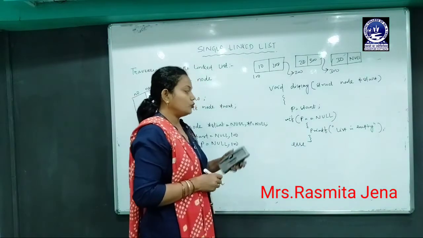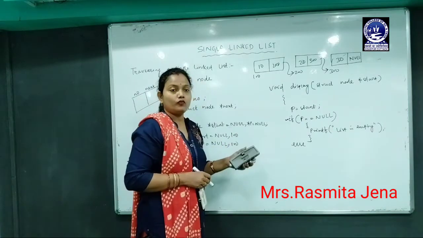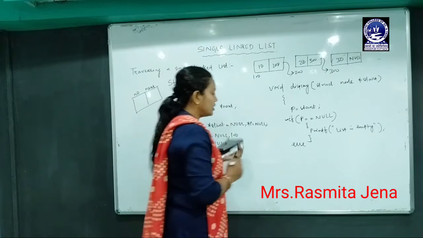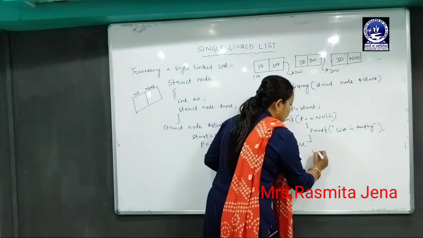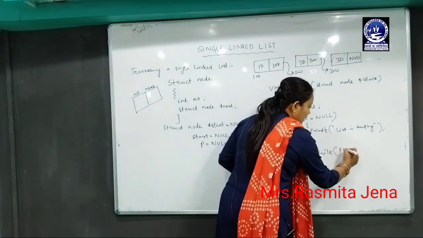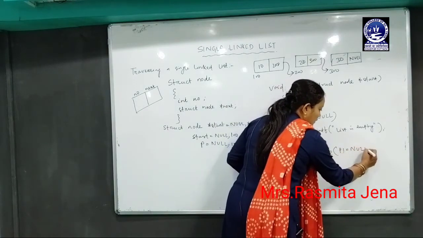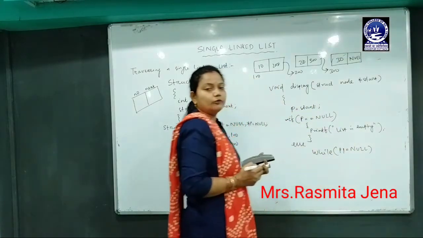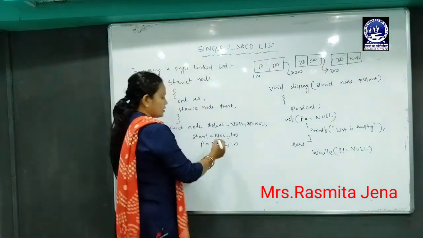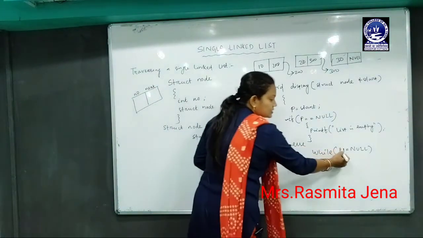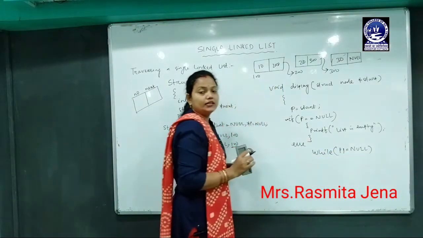In the else part, we will execute a loop for traversing all the nodes in the list. So here I am taking a while loop. Okay. While, I will check the condition p not equals to null. That is the condition p not equals to null. You can see p contains 100. So this condition is true. P not equals to null.